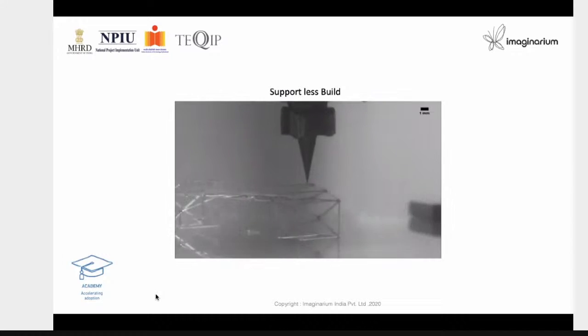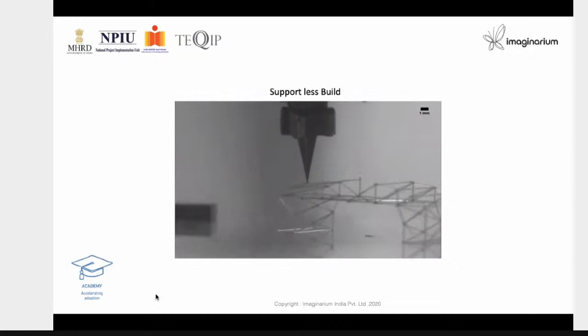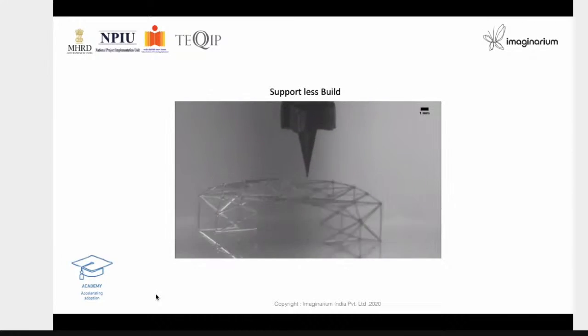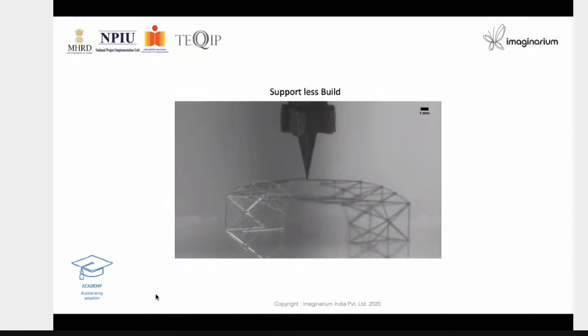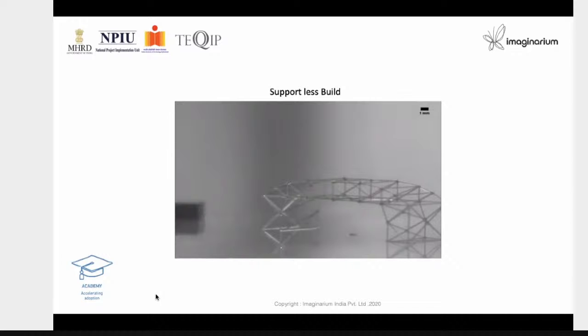So it is bridging the two now, almost done now, right? So it's formed a kind of a bridge. That is the end product. You see, that is the beauty of supportless.